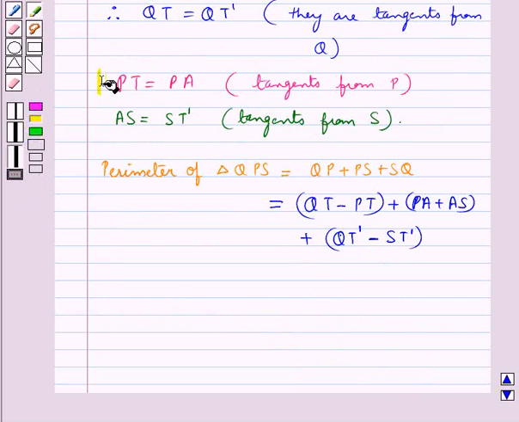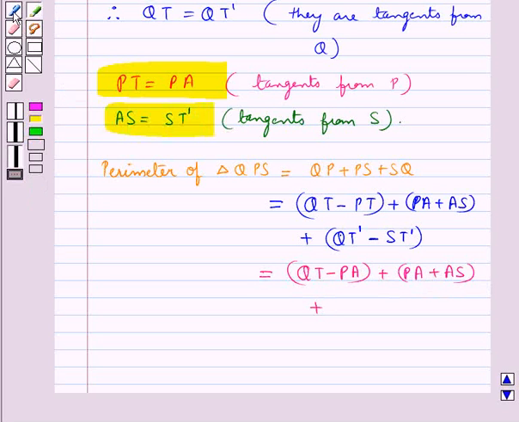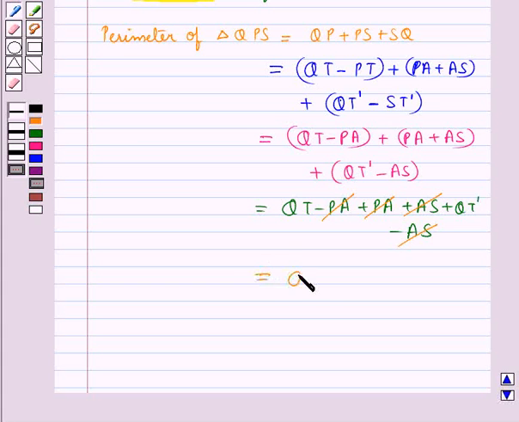Now since we have PT is equal to PA, therefore this would be further equal to QT minus PA plus PA plus AS plus, now ST dash is equal to AS, so here we can have QT dash minus AS. So this is equal to QT minus PA plus PA plus AS plus QT dash minus AS. Now PA and minus PA cancels, AS and minus AS cancels, and this is equal to QT plus QT dash.